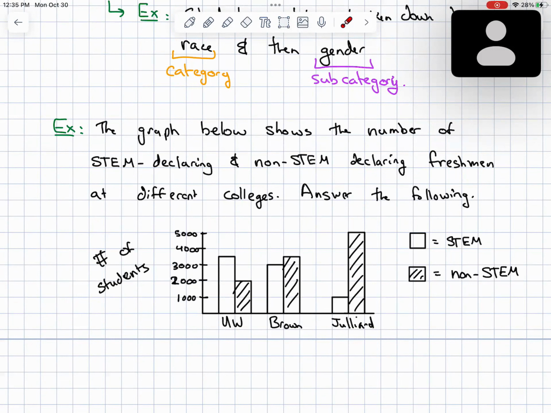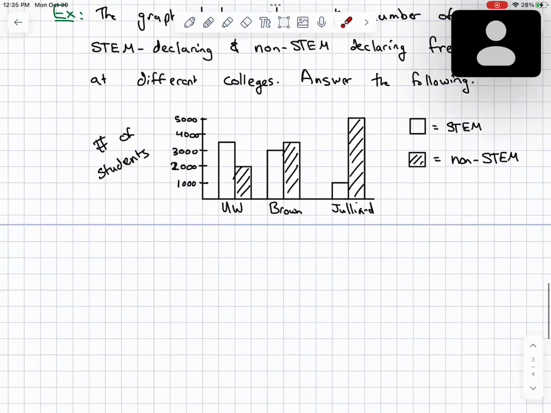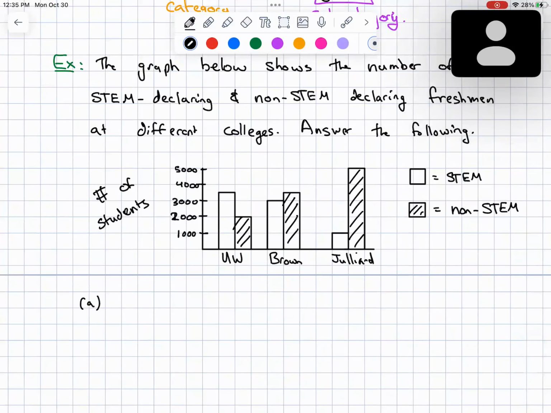And so we made this graph, but we didn't get to actually answer the questions from it. So just some standard questions. Part A would be, which school has the most non-STEM students? I know it's very apparent from the graph, but it's important to be able to read it carefully. STEM is in solid, or completely white, whereas non-STEM is dashed. So we're looking for the one with the largest dashed bar, which would be Juilliard.